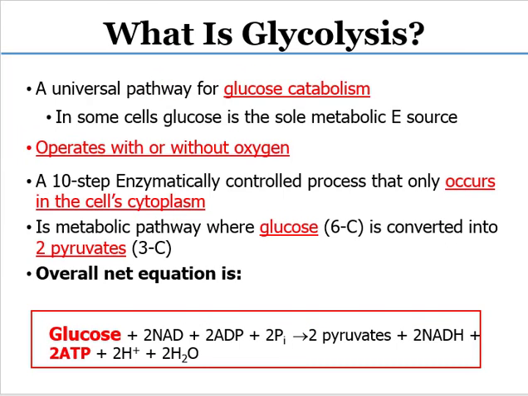So why glycolysis? Well, it's a universal pathway among consumers. It operates with or without oxygen. And at the end of this 10-step process, our 6-carbon sugar is broken down into 2 molecules of pyruvate, which is a 3-carbon gateway molecule. Pyruvate is an important link to the Krebs cycle.